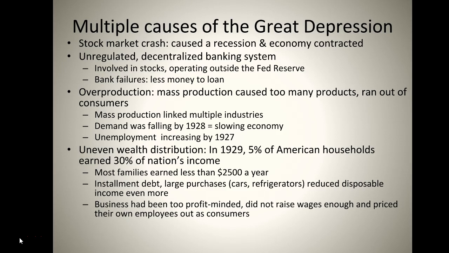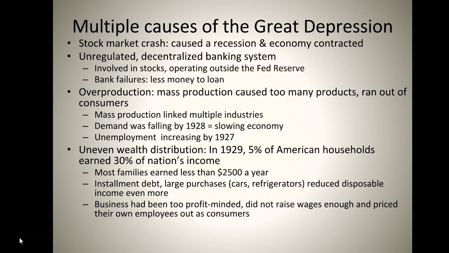Uneven wealth distribution. In 1929, 5% of American households earned 30% of the nation's income. So that means that the majority of the income is held by a small number of people. Those people do okay. But the rest of the income is distributed among a lot of other people, and they begin to hurt financially. And so that begins to produce a drag on the economy.